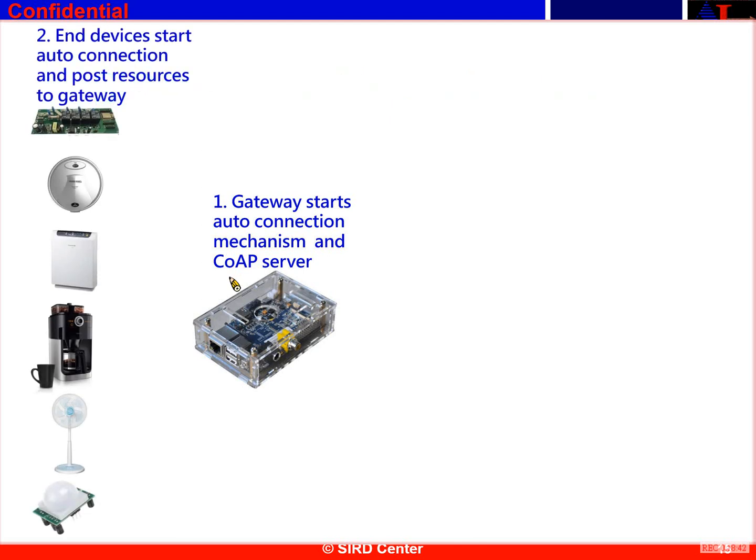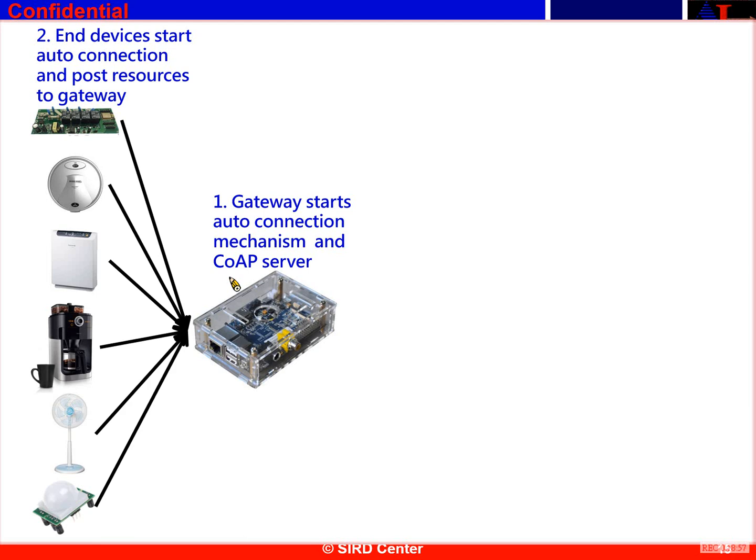And when you power on any of your end devices, it could be just a sensor, or maybe your smart home appliance, like a smart coffee machine, they can automatically connect to the gateway. The first thing is this one. And when they connect, they try to post all their resources to the gateway. What I mean by resources is the input device functionality and output device functionality.